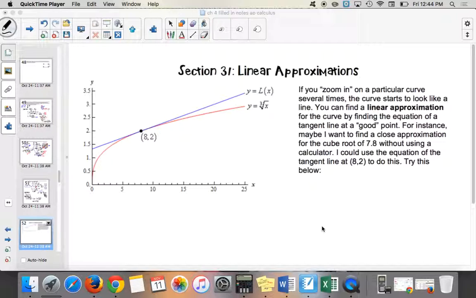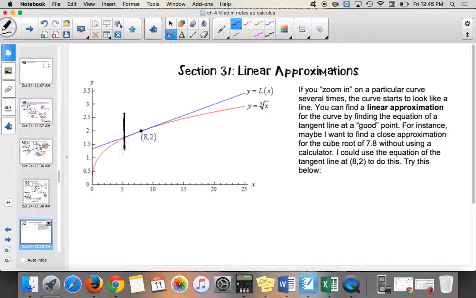I'm not going to give the complicated formula that's in the book, so you can look it up and use it if you want to. I'm just going to show you this method. It says if you zoom in on a particular curve several times, the curve starts to look like a line. Have you ever done that on your calculator, where you zoom in, zoom in, zoom in, and all of a sudden it looks like a straight line, but it's really part of a curve? Imagine if I zoom in on this area right here. Do you see how those look almost exactly the same? One is the curve, and one is the tangent line.